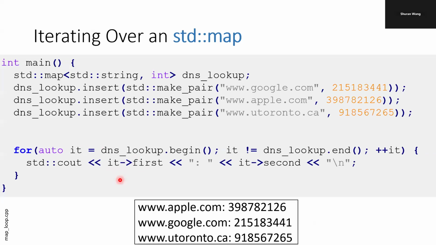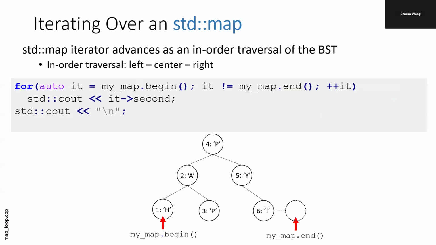You should already be noticing that the output is in ascending order, ordered by the domain names. So we have Apple first, uToronto at the end. And this is because map is inherently sorted, and the map iterator advances as an in-order traversal of the binary search tree.